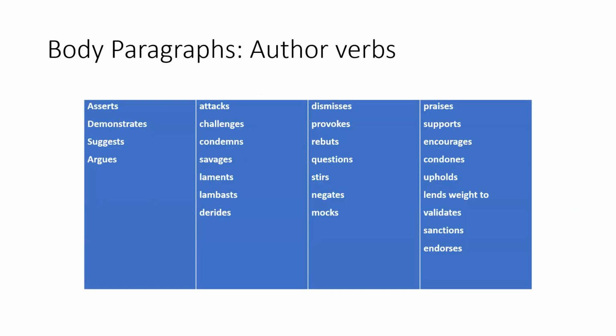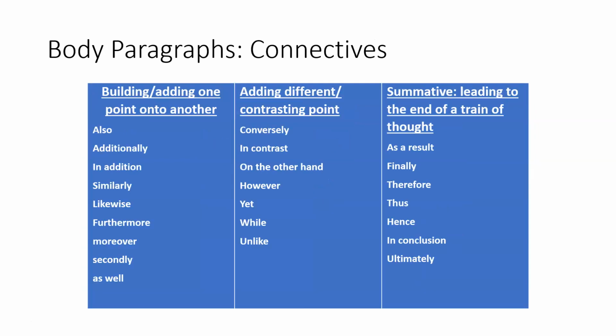These are some examples of author verbs. So author verbs are essentially a way of describing the way that the author is trying to bring across their point, the way that they're using language, the way that they're using a technique. And these are called connectives. Connectives are useful words or phrases at the start of sentences that you can use for several different reasons. One, to build or add one point to another, to contrast one point to another, or to lead to the end of a train of thought.